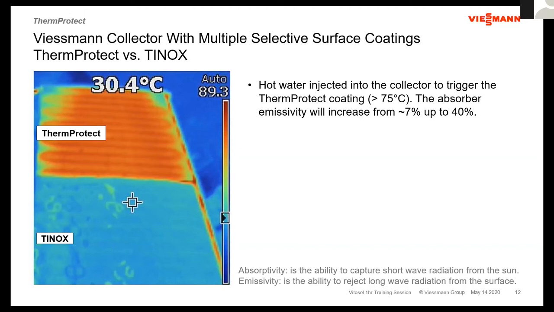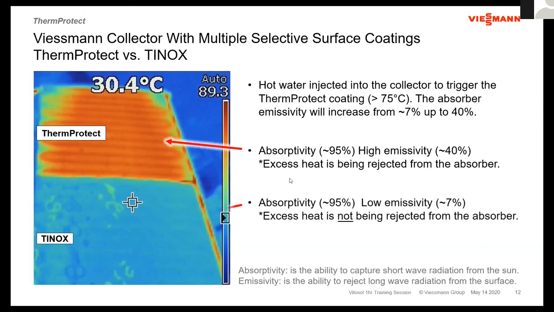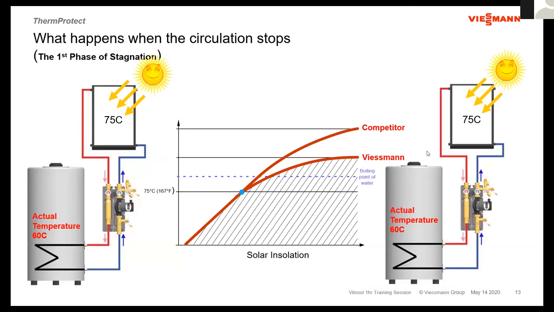So it goes from about 7% emissivity on average. Once you hit about 75 C, it starts to rise from 7%, and it'll eventually go all the way up to about 40% emissivity. So you can see the difference here as we pumped water through the collectors, got them up to temperature, and put on a thermographic image. You can see the energy being released off the ThermProtect, whereas a standard absorber coating is not emitting to nearly the same degree. Its emissivity is staying at about 7%, whereas as we start to reject heat, we're emitting a larger amount of that energy. So effectively we're getting into a balance here. And the advantage of that is hopefully displayed in the following slides as we move through here.